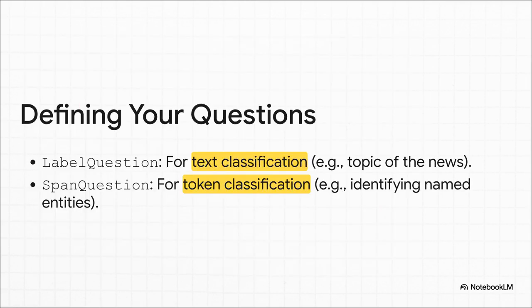Now for the how, and this is where things get really interesting because we're going to set up a dual task project. First, we'll use a label question to classify the article's topic. Is it business or is it sports? Then we'll add a span question which lets our annotators zoom in and highlight specific things right inside the text, like names of people or organizations.